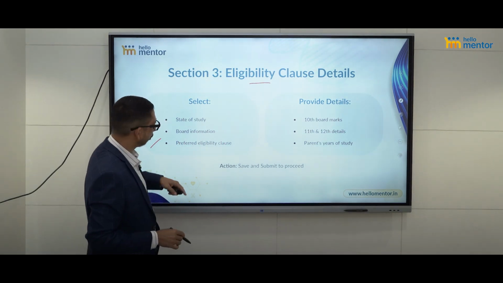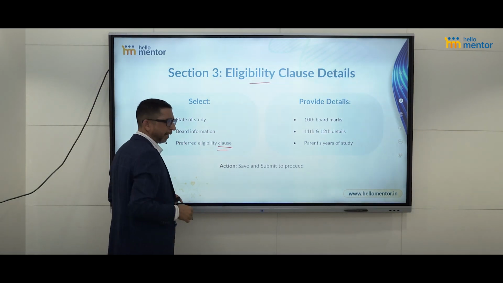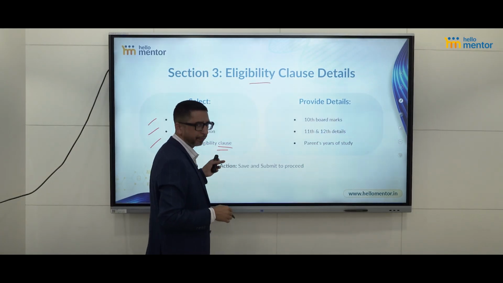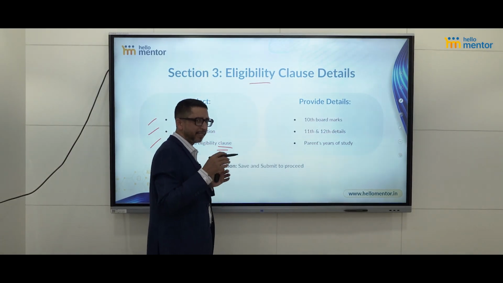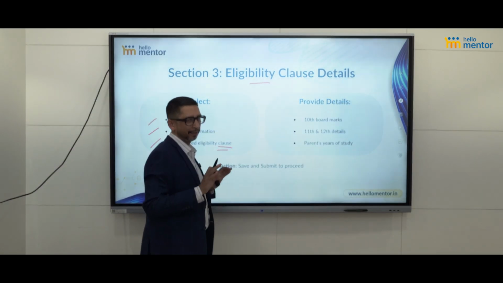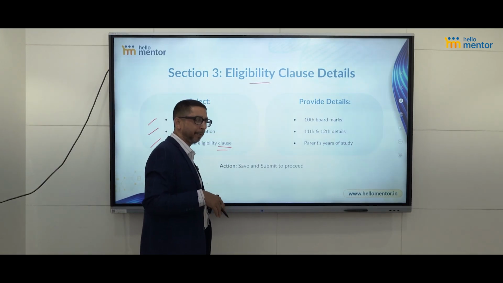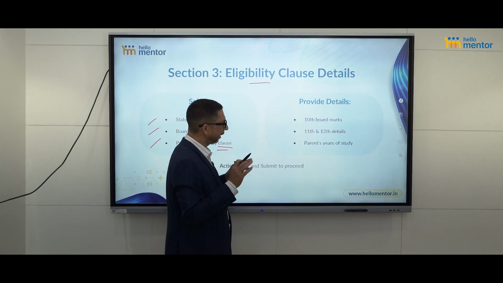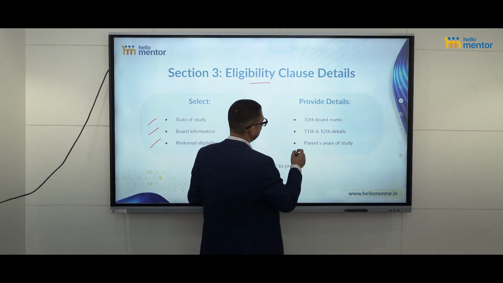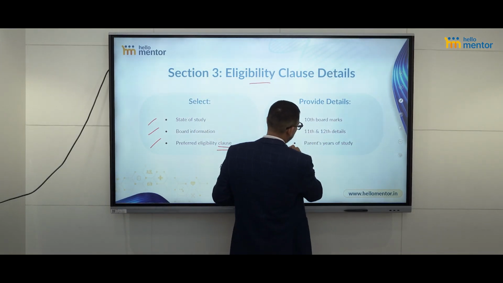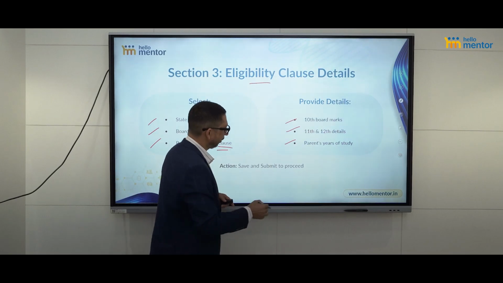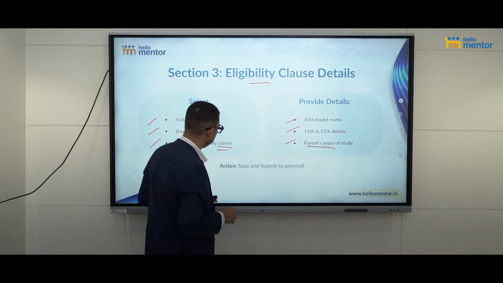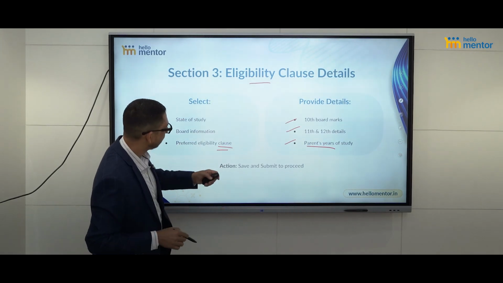Okay, you have to choose your clause here, and be clear about those clauses, which clause you fit in. As I said earlier, A, B, C are the primary clauses, most of the people will fit in. Y is for the outside Karnataka people, Z for the NRI people. If you are OCI, then A1 and B1 will also be clauses. Okay, 10th board marks, 11th, 12th and parents' year of study. Why are you giving parents' year of study? For clause B. Okay, action, save and submit, yeah, that's fine.